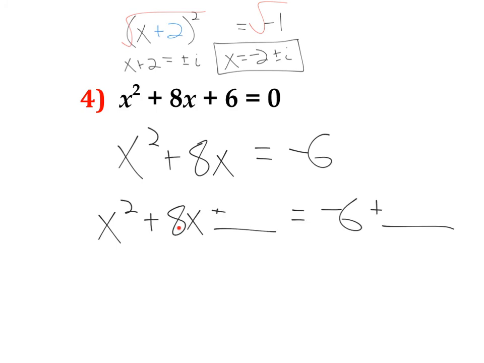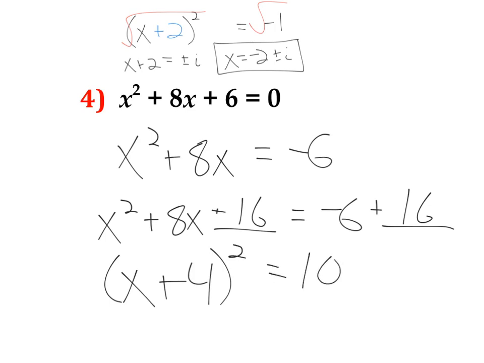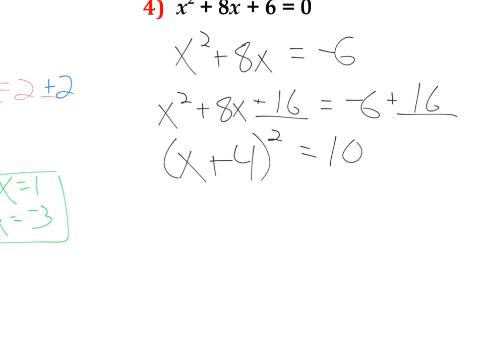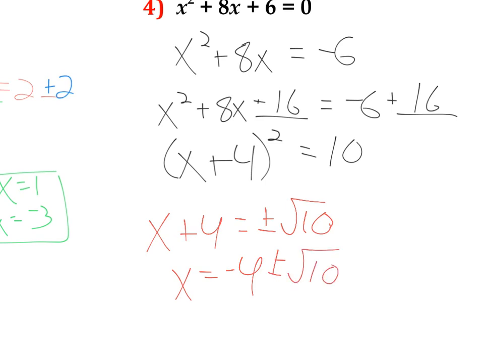Let's see, half of 8 is 4, so it'll go in the parentheses down there. And then squared is 16. 16. This would be x plus 4. Remember, this number is always half of that. Quantity squared equals, that'd be 10. Negative 6 plus 16. We'll square root both sides. x plus 4 equals plus or minus root 10, so it's going to be irrational. x is negative 4 plus or minus square root of 10.